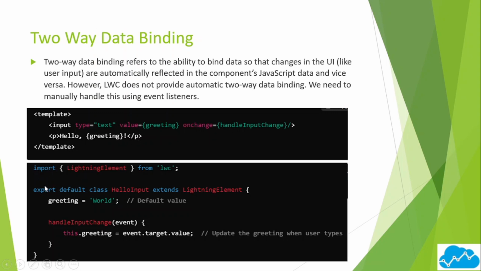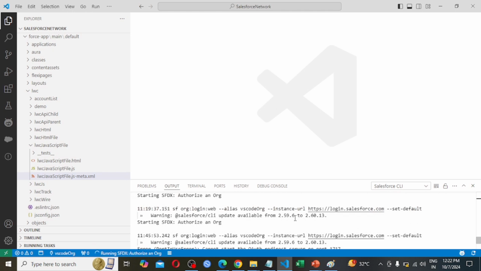So coming into the JavaScript file, here we are extending this file from lightning element, and in the greeting variable we are putting within the curly brace a word. So this is like a default value. Then the handle input change event. In the bracket we have to write event, and in the curly brace we are putting this dot greeting, means we are calling this greeting equals event dot target dot value. So it is updating the greeting when the user types. So whenever the user is typing in the text, he is saying that hello, and the greeting is hello and greeting data.